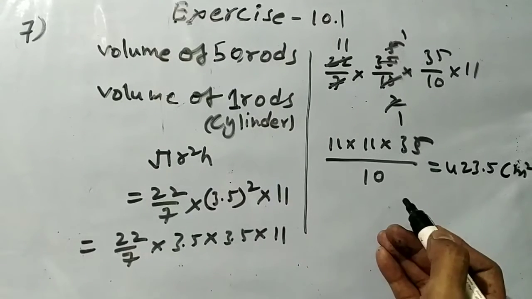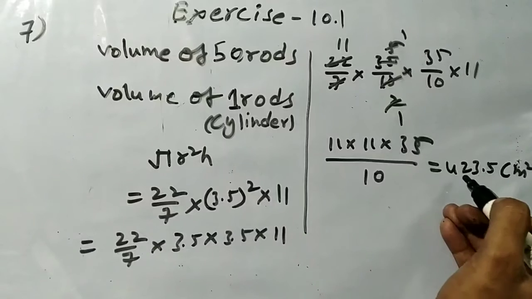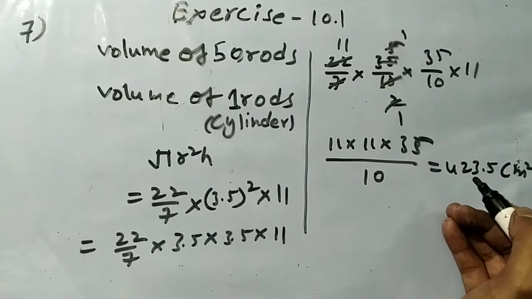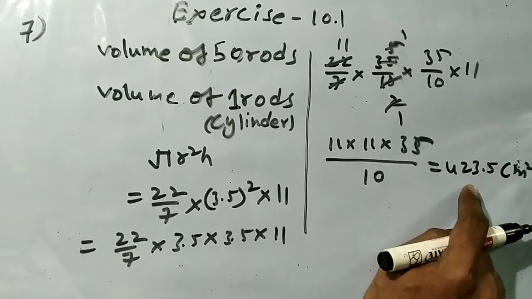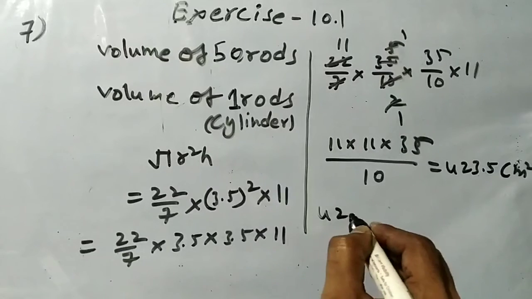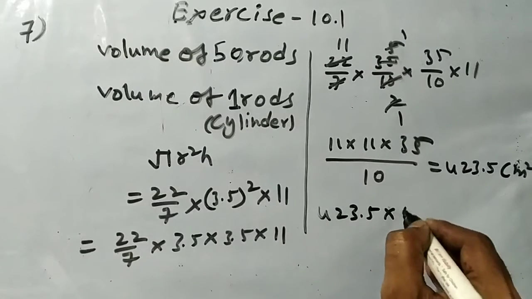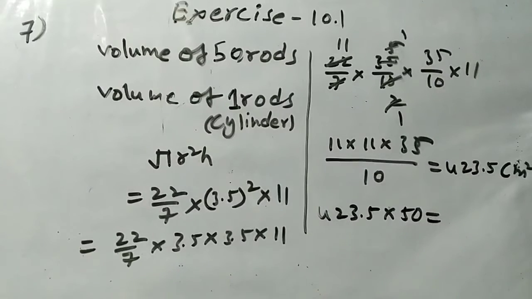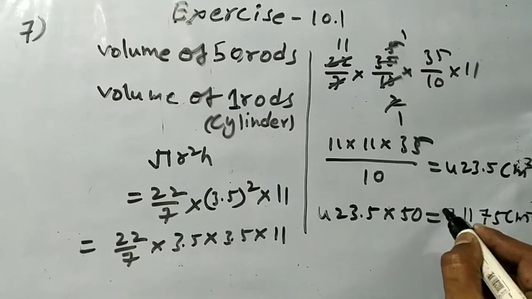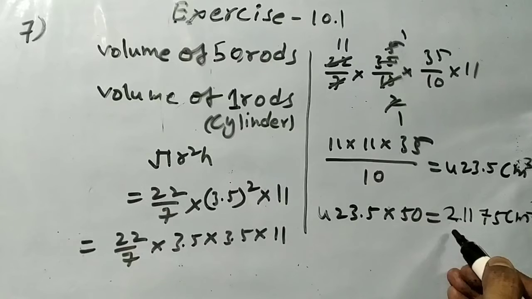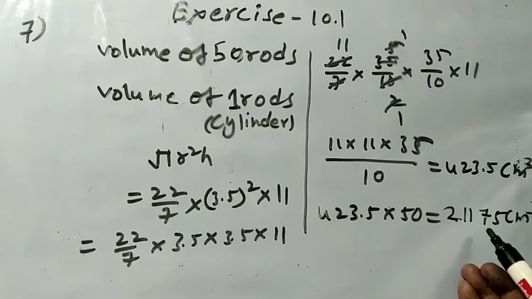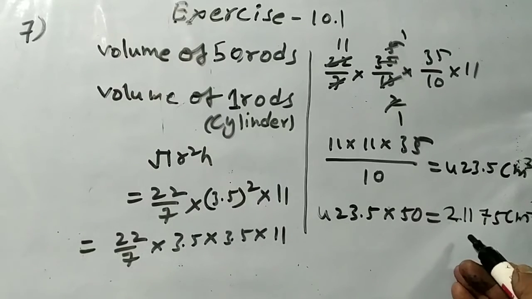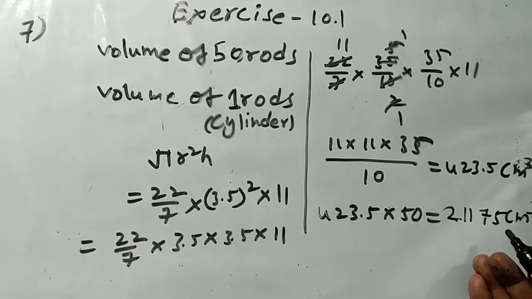So we got the volume of one rod, only one rod. We need to find 50, so just multiply it by 50. 423.5 into 50, we get 21175 centimeter cube, which is the volume of 50 rods.